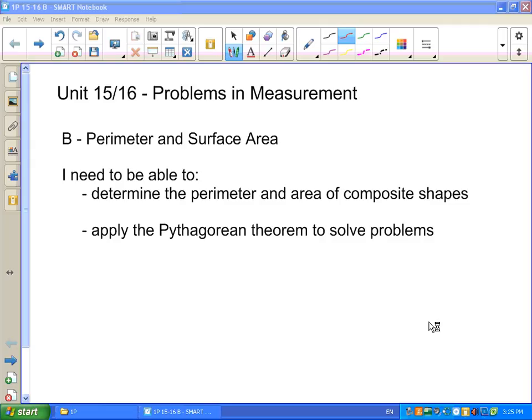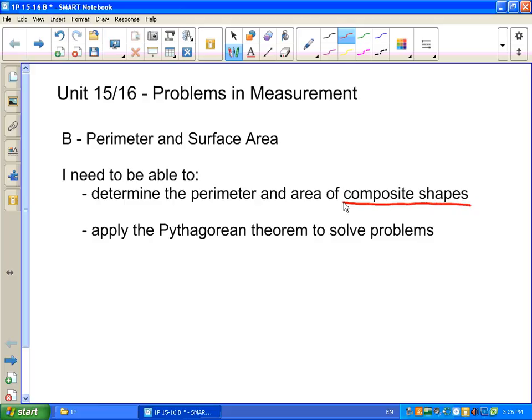So this is our second topic in Unit 15, 16, Problems in Measurement. What we want to look at today is some problems having to do with perimeter and surface area, or just area of shapes. By the end of these lessons, you need to be able to determine the perimeter and the area of a composite shape, and as you're doing so, apply the Pythagorean theorem to come up with the lengths of sides that you might need to get the perimeter and area.